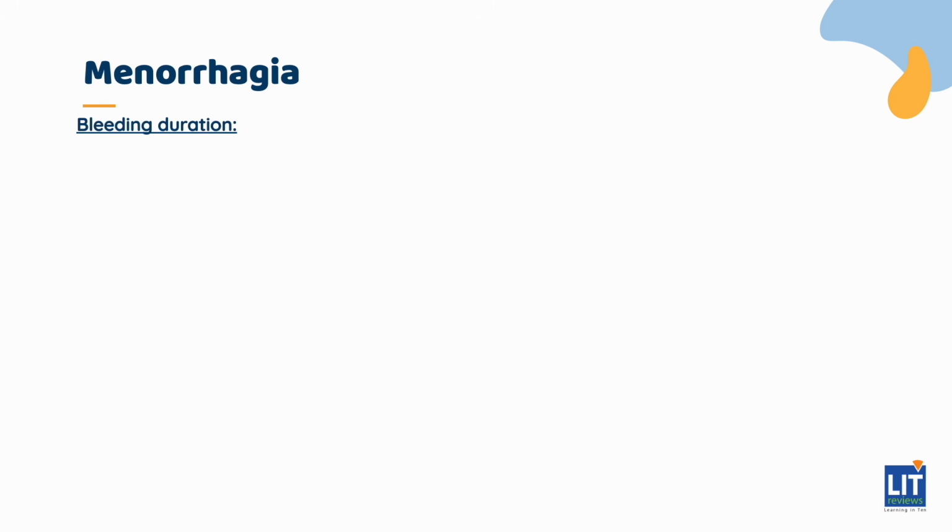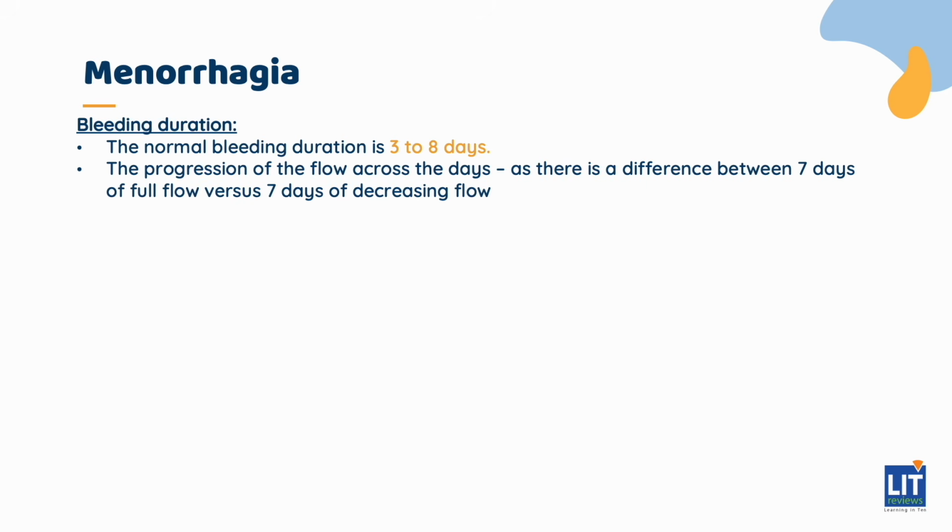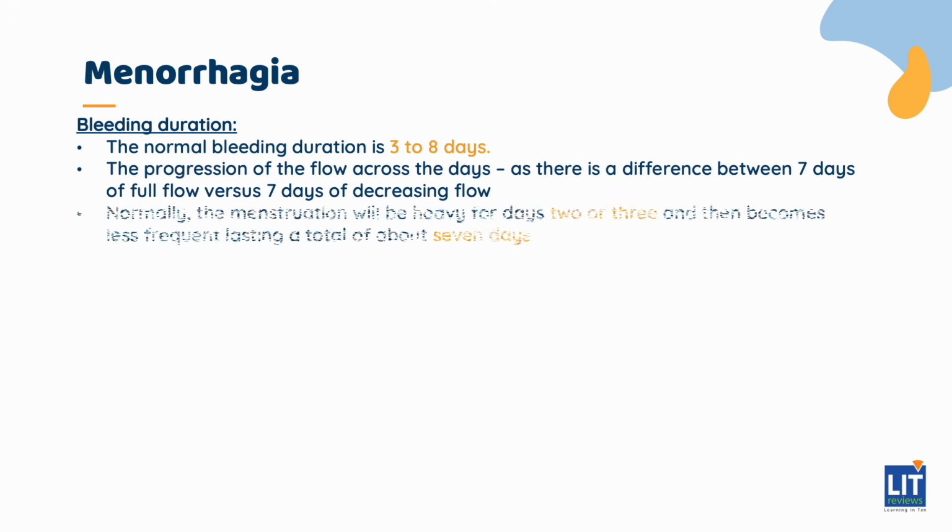For the bleeding duration, count the number of days the patient bleeds. The normal duration is 3 to 8 days. It is also important to ask about the progression of the flow across the days, as there is a difference between 7 days of full flow versus 7 days of decreasing flow. Normally, menstruation will be heavy for day 2 or day 3 and then becomes lighter to last for a total of about 7 days on average.